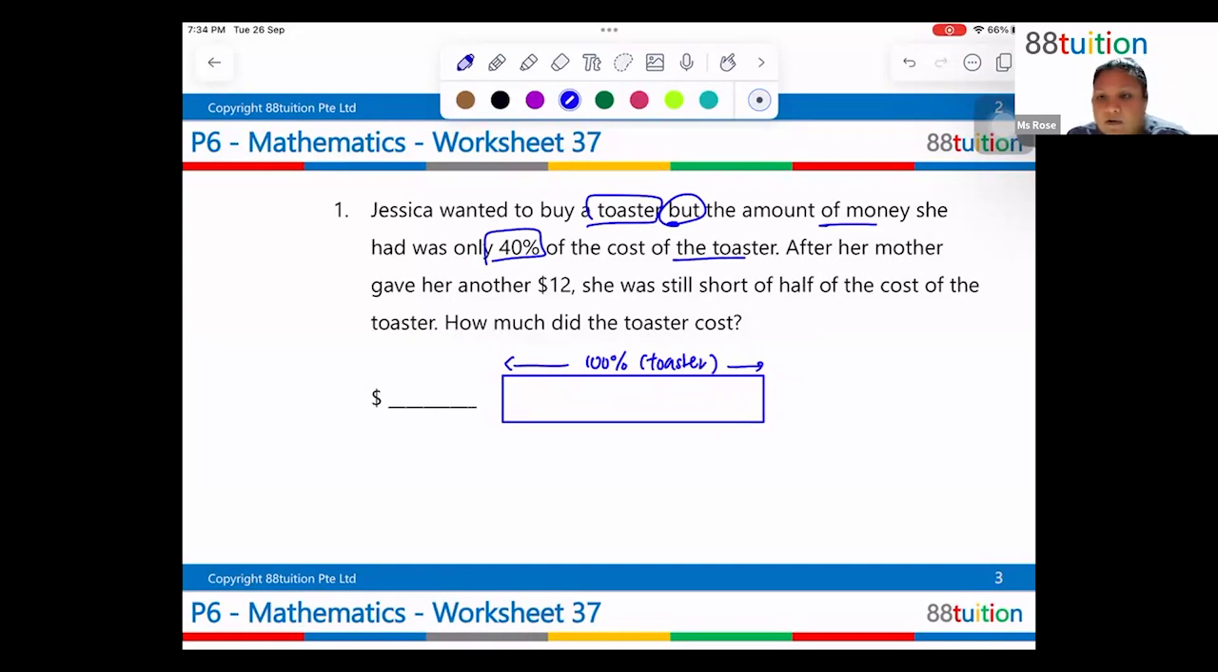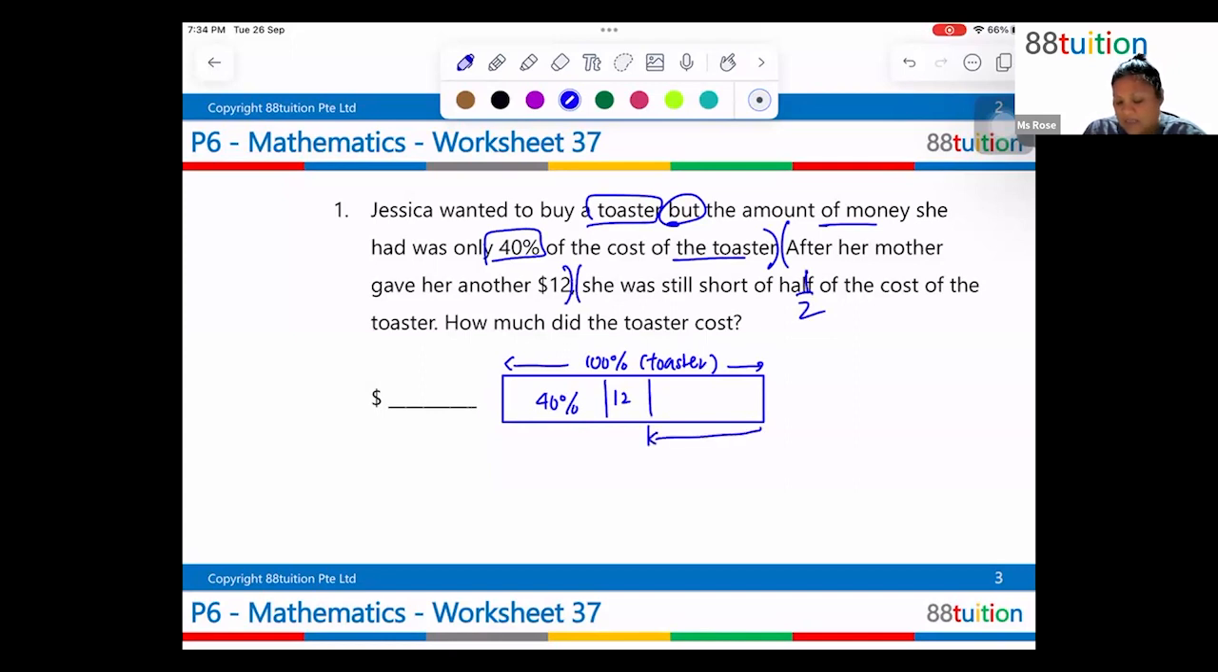Don't know how to do so many questions? No worries. I will go through these questions today with you. Just take note. Tommy and Jaden got the answer. So she had 40% of the cost of the toaster. Then her mother gave her another $12, and she was still short of half of the cost.